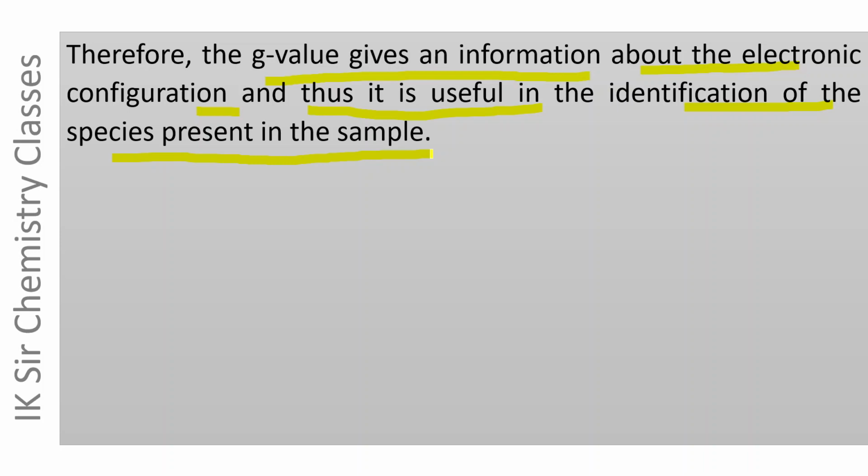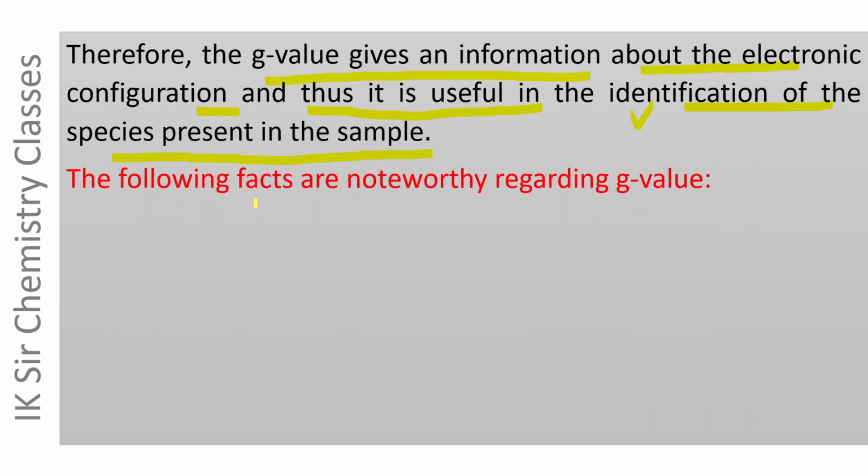We have already seen that the G value depends upon the electronic configuration, and thus it gives information regarding the electronic configuration of a species, and it is useful in the identification of a species present in the free radical sample. The following facts are noteworthy regarding G value.